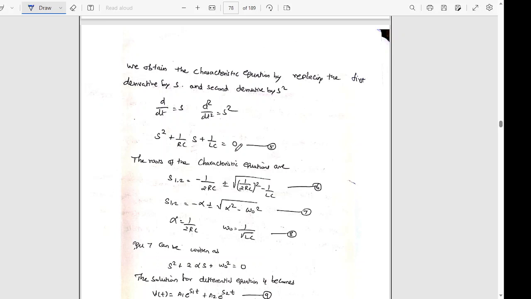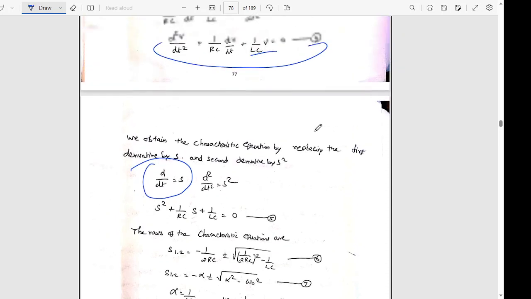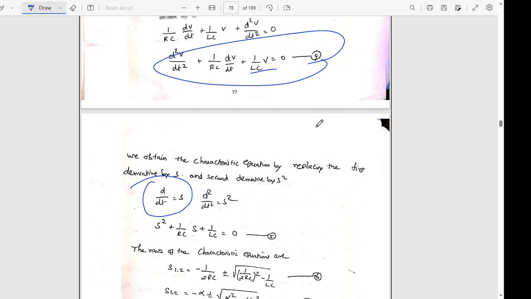Now similar to what we discussed earlier, I am going to consider d by dt equal to S. The same thing we have done for the natural response of the series RLC, so for the parallel RLC we are doing the same thing. Equation number 4 becomes S square plus 1 by RC S plus 1 by LC equal to 0, which is equation number 5.